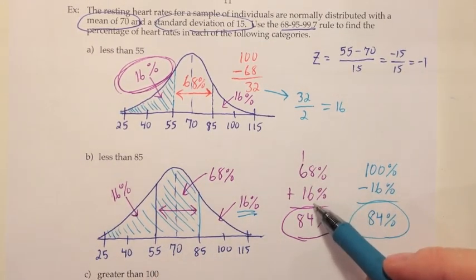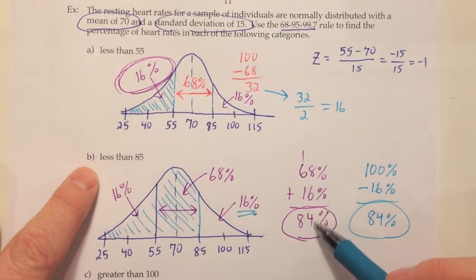I think this is more direct because we're thinking exactly what they want, what's less than 85.